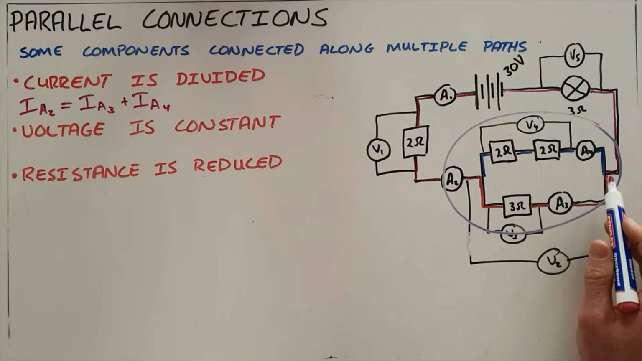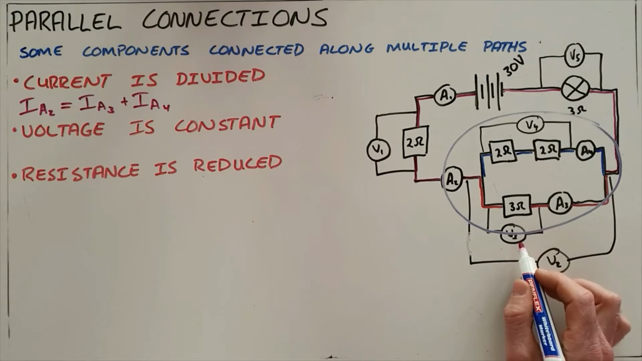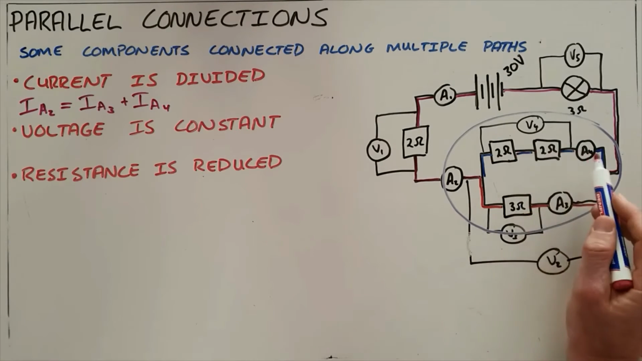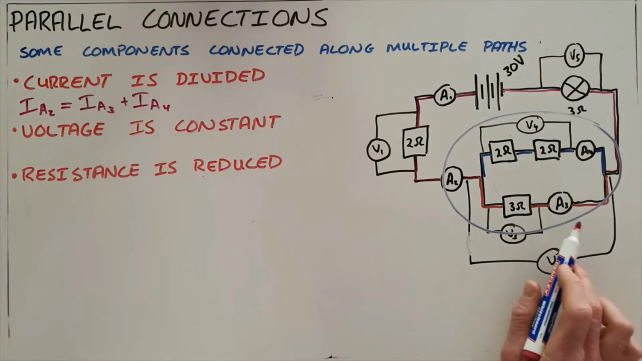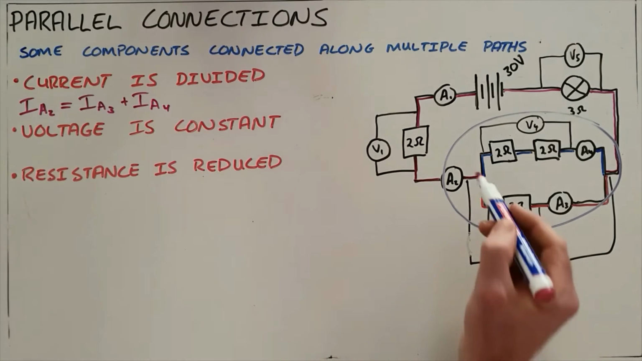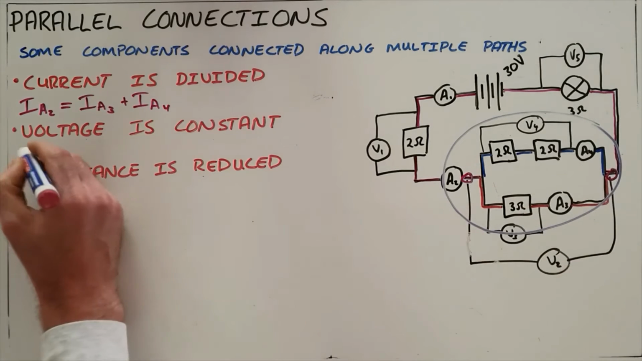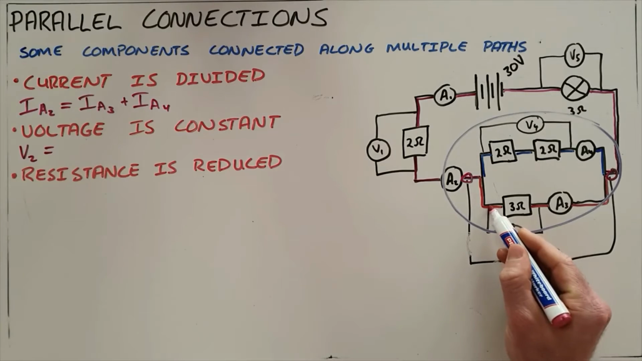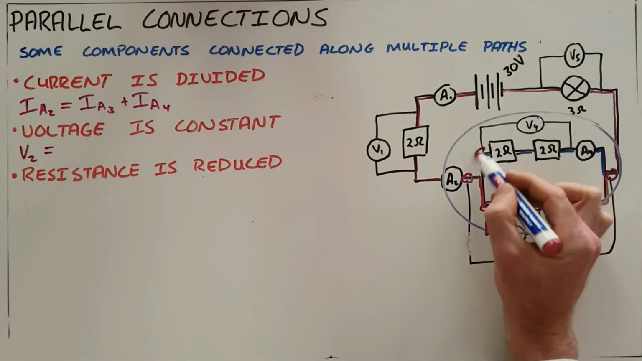In this case, there's a path that has 3 ohms of resistance, so more current will go along the path with less resistance, which means the current will be higher. Whereas on this path, the current will be lower, but the resistance is higher. Both of these result in the voltages being exactly the same. So we say that the potential difference measured across the entire parallel circuit, in this case that is V2, must be equal to the potential difference measured across any arm of the parallel circuit.